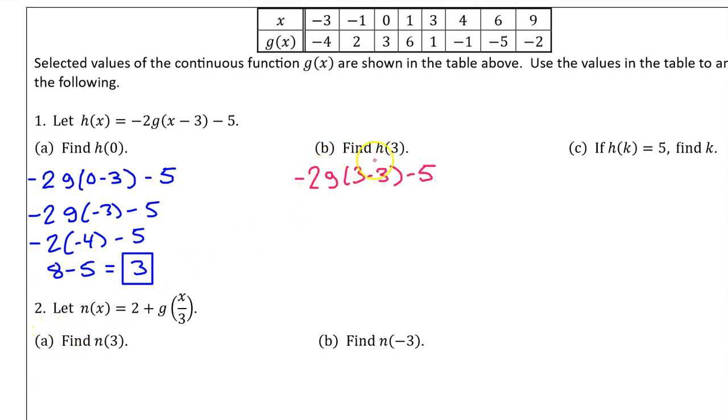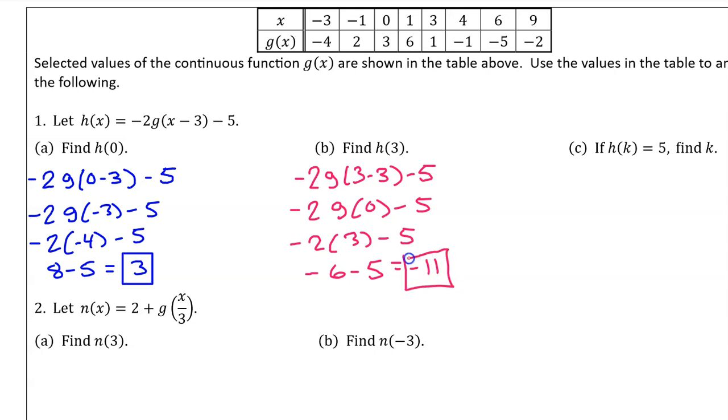Part B. Finding h at 3 means plugging 3 in for x right here, which gives us this. Next we have negative 2 times g at 0, minus 5. G at 0 is 3. So that brings us to negative 2 times 3, minus 5. This is negative 6 minus 5, which is equal to negative 11. So that's the answer to part B.